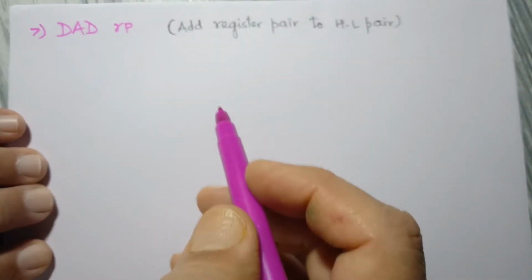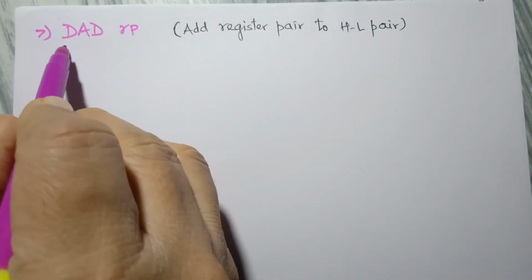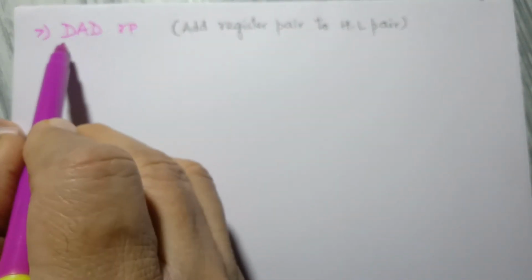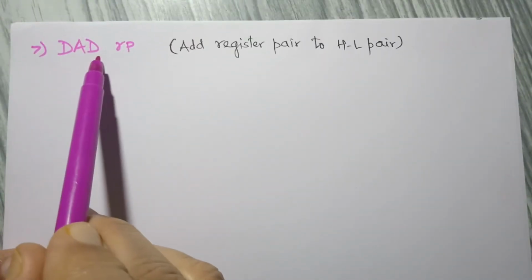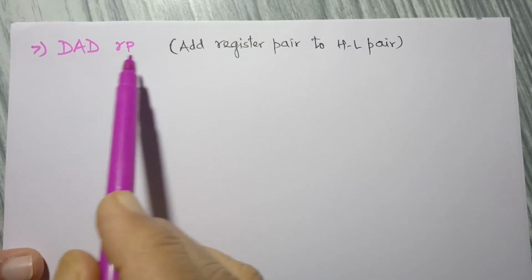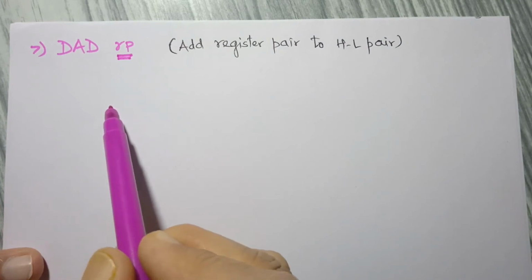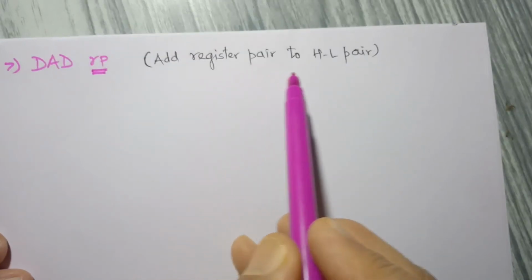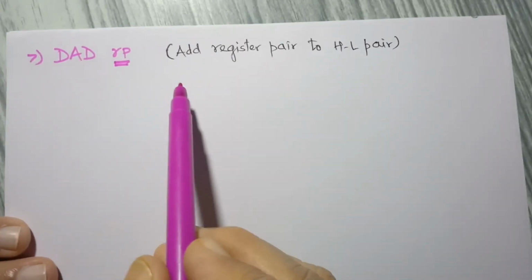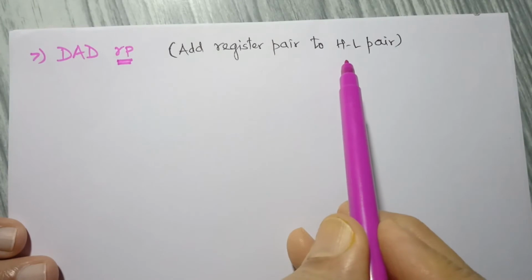Friends, let us consider the last addition instruction, that is DAD rp. The mnemonic is DAD. DAD means double addition, so actually it is a 16-bit addition, and here rp means one of the CPU register pairs. So how to read this? Add register pair to HL pair. That means the contents of a given register pair are added to the HL pair.